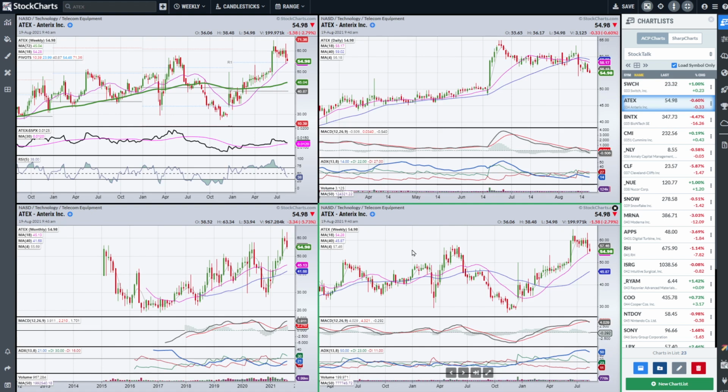ATEX. So we're at a pretty interesting spot right now for this one. Actually pretty important, critical, because we tried to break out. And you can see this breakout, it tried to hold, and now it's sort of failing. So now we're sitting at a pretty key level here right at the 18-week. And I don't want to see this 18-week break. We've already gotten a MACD crossing over the signal line. At least it looks like that's what's going to happen this week.